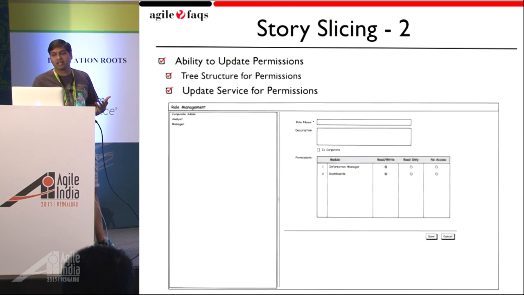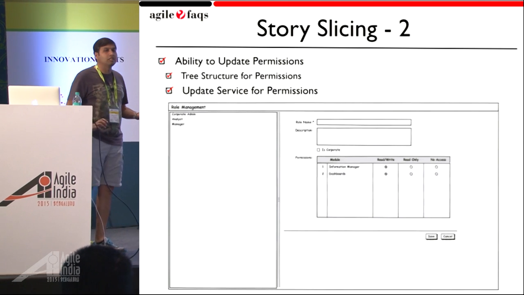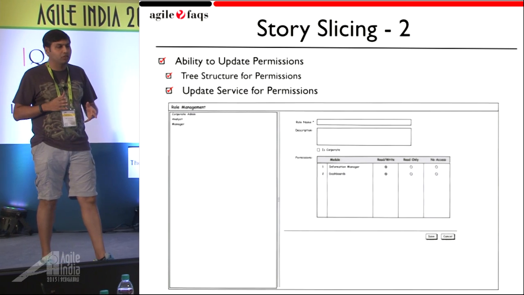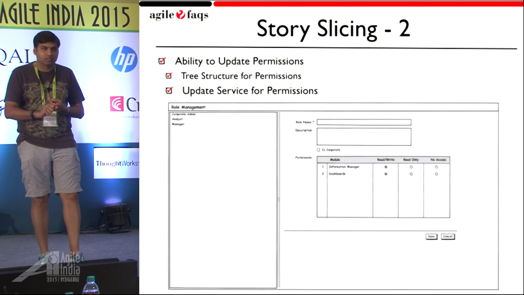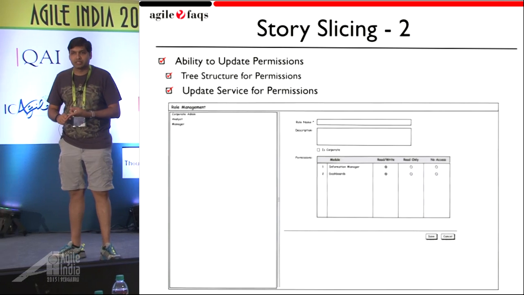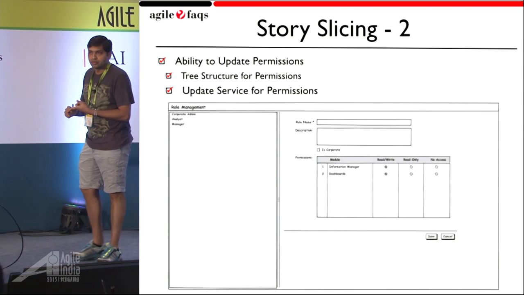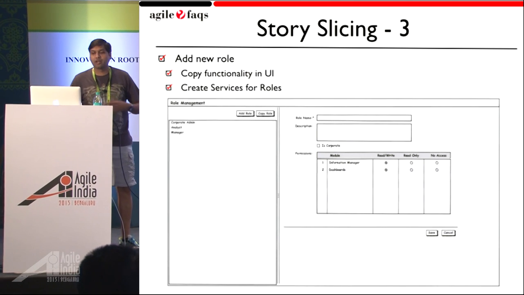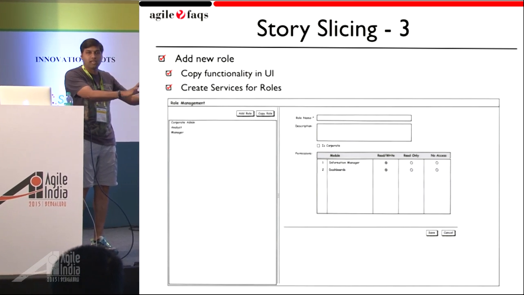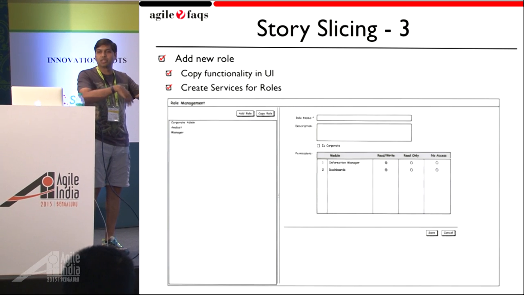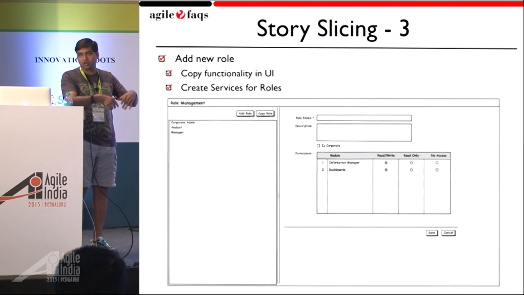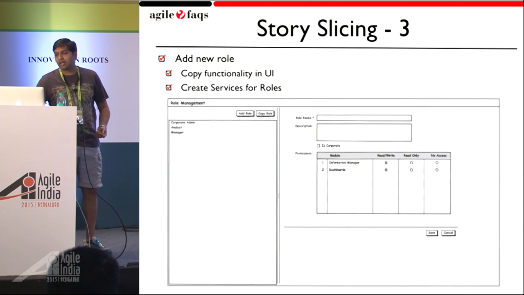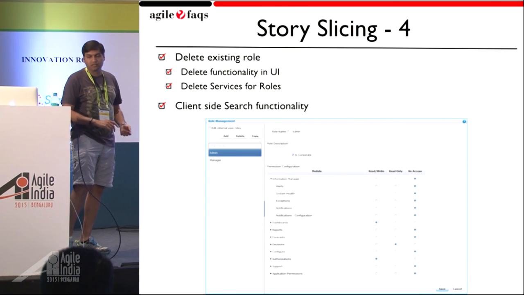Once we have done that, then maybe we want to provide the ability to update the permissions. We started with read-only, now we want to update permissions, and this is where we're going to tackle two things. One is the tree structure. The second thing would be the update service for the permissions, right? And then we would say, okay, now I want to add new roles. So first I had view, second I had the ability to edit or update. Now I'm saying I want an ability to add new roles, and then I would want the ability to delete and do other kinds of things.